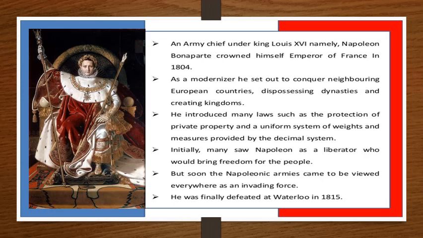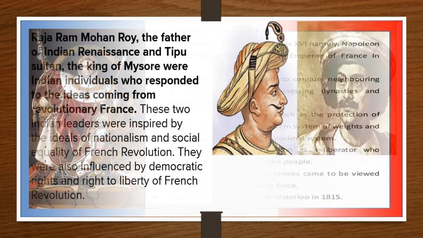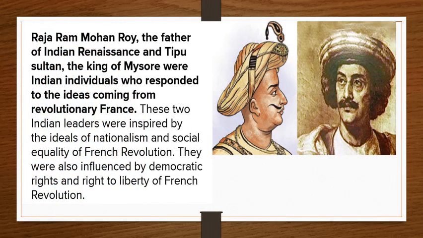But soon, the Napoleonic armies came to be viewed everywhere as an invading force. He was finally defeated at Waterloo in 1815. The ideas of liberty and democratic rights were the most important legacy of the French Revolution. These spread from France to the rest of Europe during the 19th century, where feudal systems were abolished.